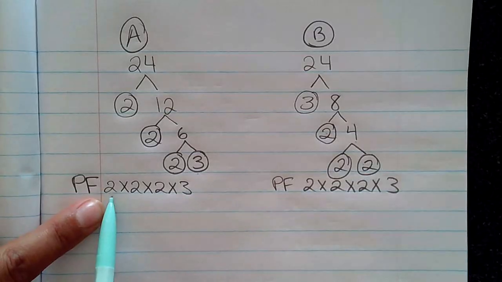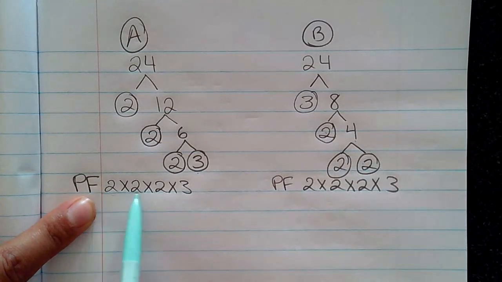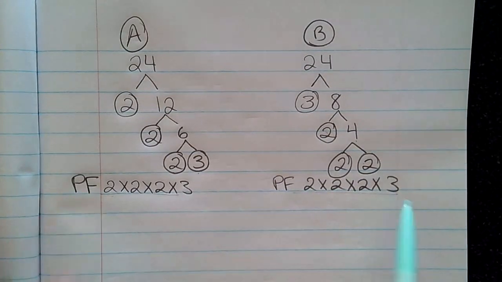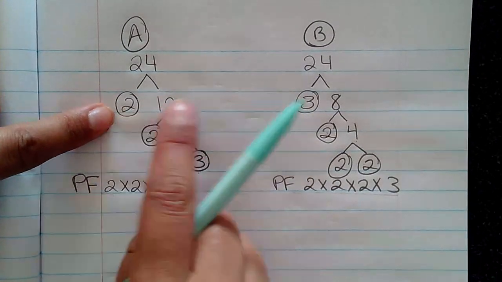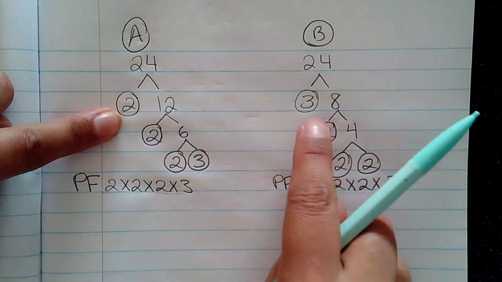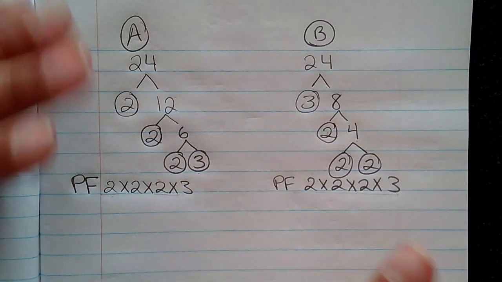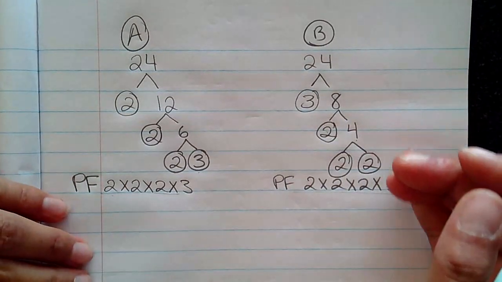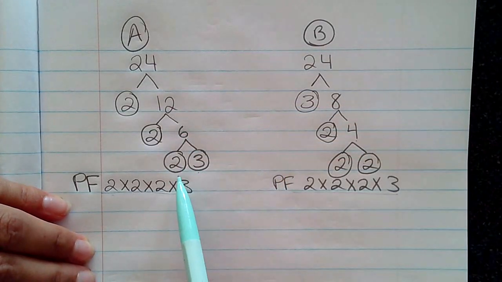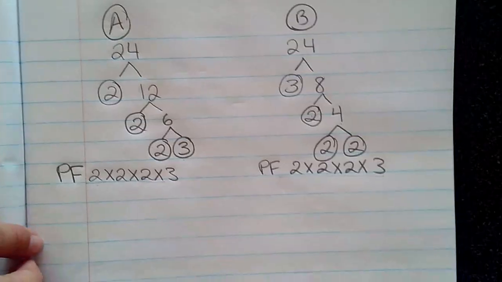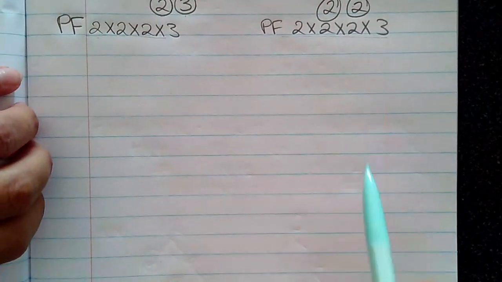And if you compare person A to person B, they have the same exact prime factorization. So it does not matter if you use the factors 2 and 12 or 3 and 8, or it could be something else. As long as you break down each composite number to its primes, you will have the same prime factorization. So I'm going to do one more.